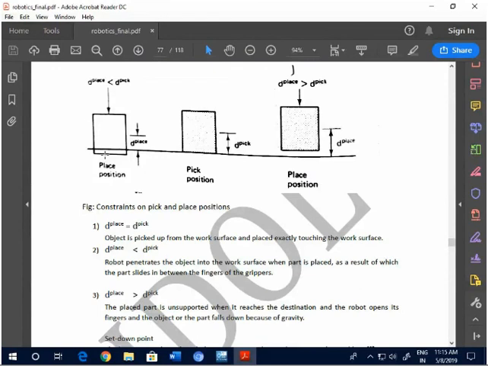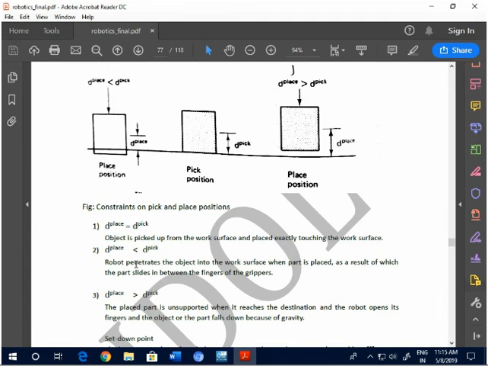Okay. See, this is the complete diagram. You are picking. This is the place position. So your d pick will always be equal to d place. So the constraint of pick and place position is d pick is equal to d place.